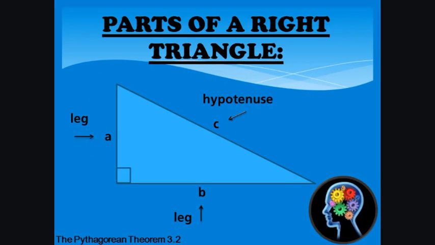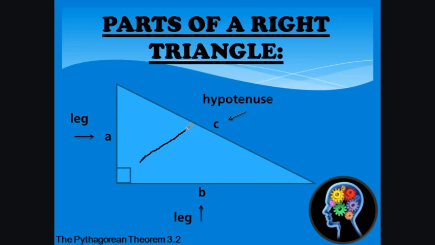Now it's important to keep in mind all of the parts of a right triangle and to also know that the Pythagorean theorem can only be used in solving for the length of any side of a right triangle. It can only be a right triangle. So first let's go ahead and establish the parts of a right triangle. Here we have two legs, and then our hypotenuse is always directly across from our right angle.